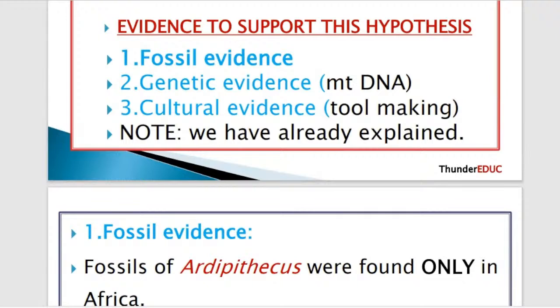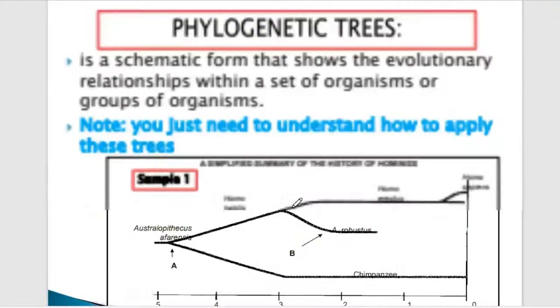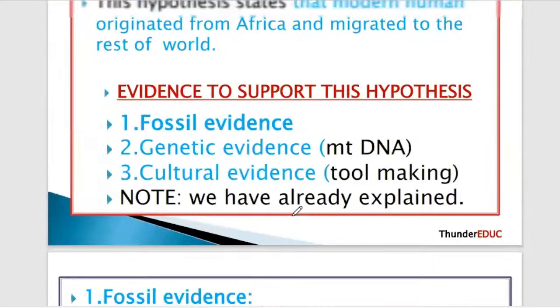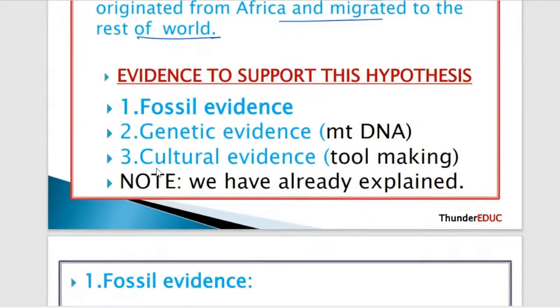Let's go to the next question so that we wind up. Guys, you need to know this. If they ask you to explain the out of Africa hypothesis, you need to know that modern humans originated from Africa and migrated to the rest of the world. That is the first point. But when they talk about evidence to support that, it is fossil evidence, genetic evidence, and cultural evidence.